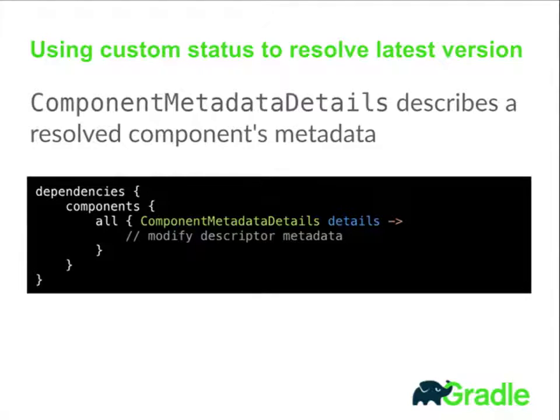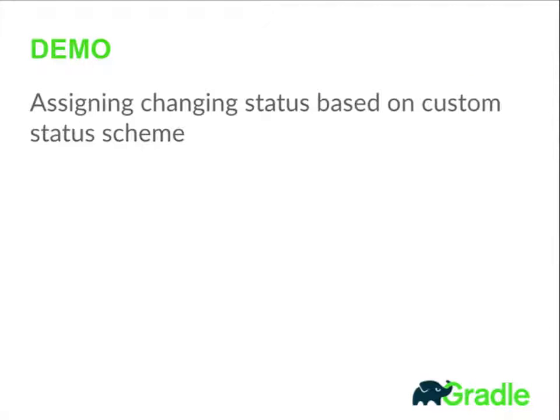So instead of going from the configurations, we actually go from the dependencies handler. And you can iterate over all components, and that component basically resembles a resolved artifact, which has certain details. And these details basically contain the metadata that you just resolved for your artifact. So let's have a look at that.